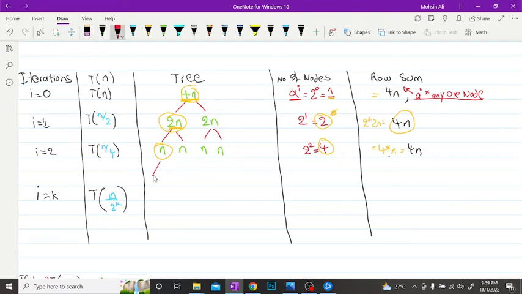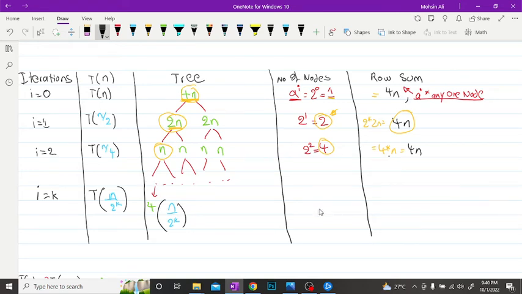Similarly, any one node is going to be over here 4 times, and then just placing the polynomial or the function inside the bracket. So in this case, that's going to be n by 2^k. So that is basically the result that we're going to get for any one node.